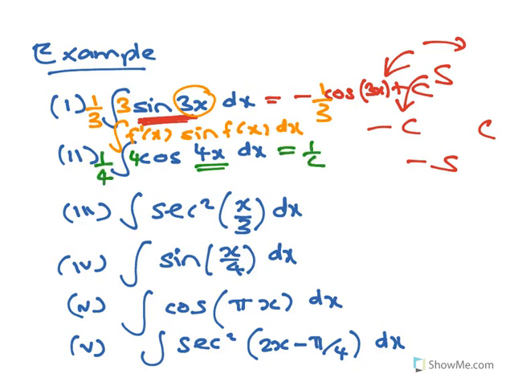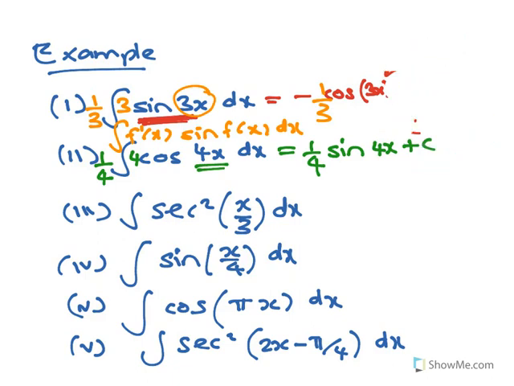So it's going to end up being a quarter, because it would have cancelled the 4 out, and cos will go back to sine 4x and then plus c.